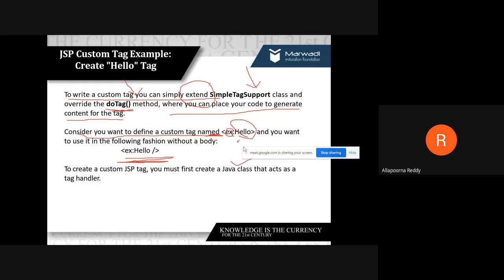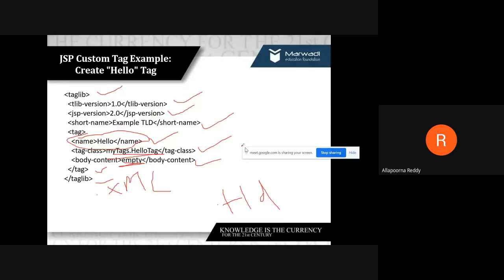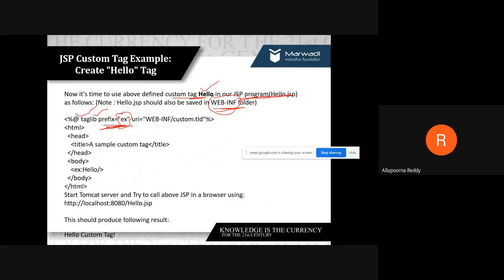The prefix for your tag name is EX. That prefix we are going to place here; I am placing it as EX. Then I need to mention my URL address. What is the URL address? It is where you are showing your custom.tld.